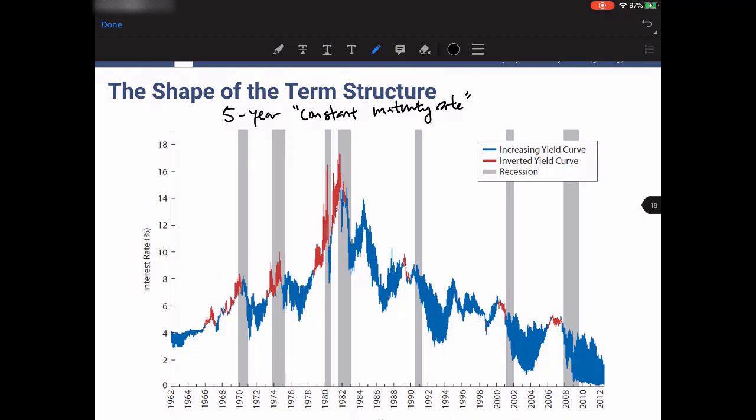All right, so what you should notice is that there's a contrast between the red and the blue line. So what I'm doing is looking at this 5-year constant maturity interest rate, and you'll notice that the shape of the curve will change over time. In fact, the red line indicates that the yield curve is inverted, meaning it's downward sloping. So inverted here means downward sloping, and increasing means upward sloping.